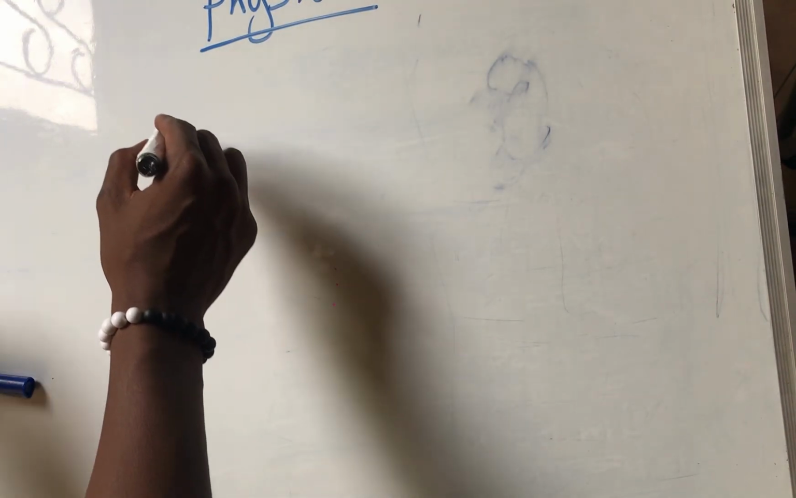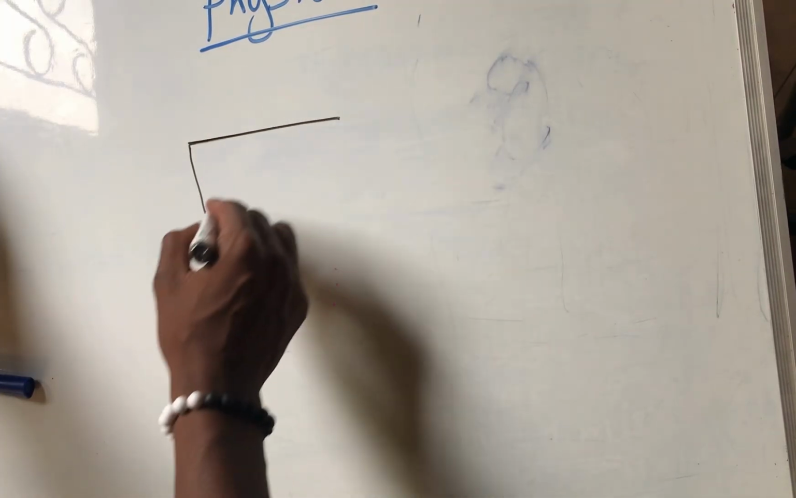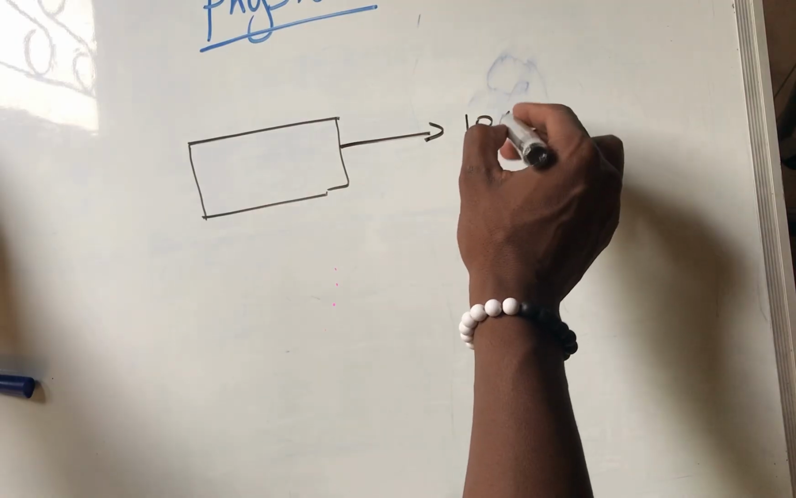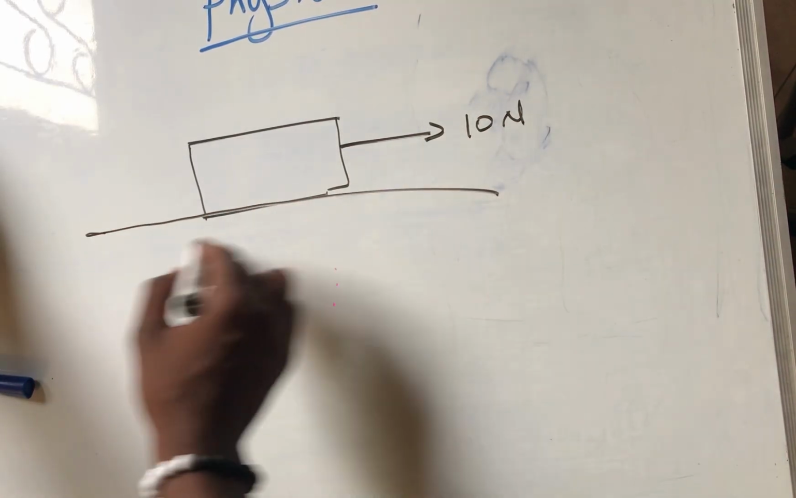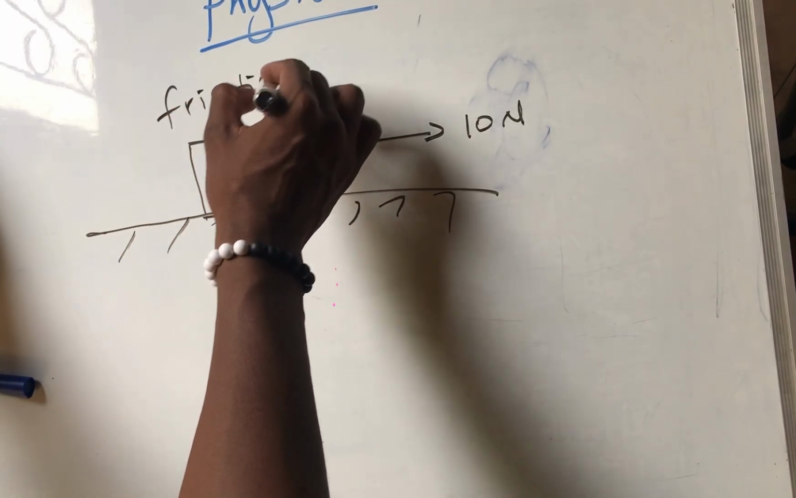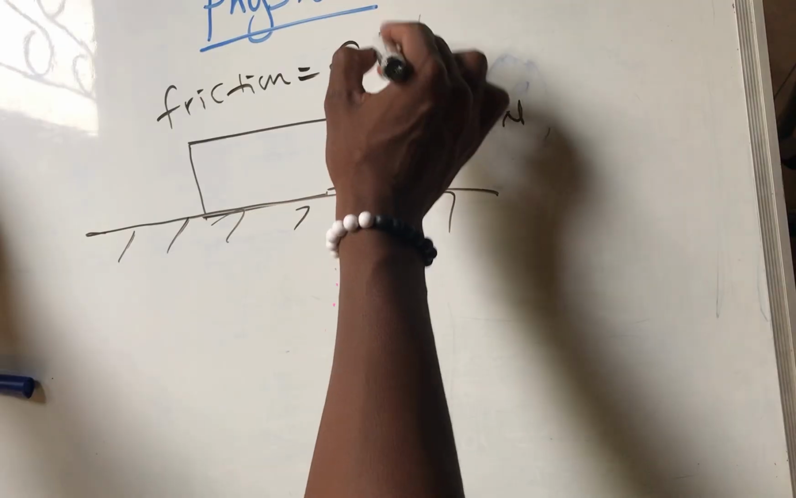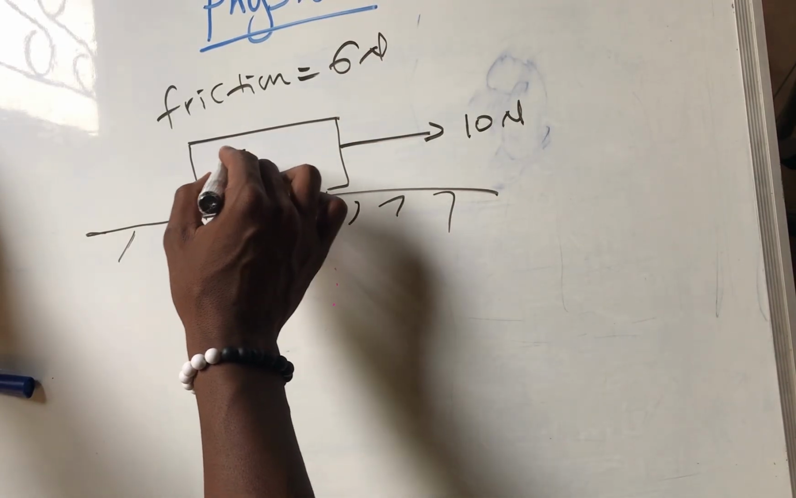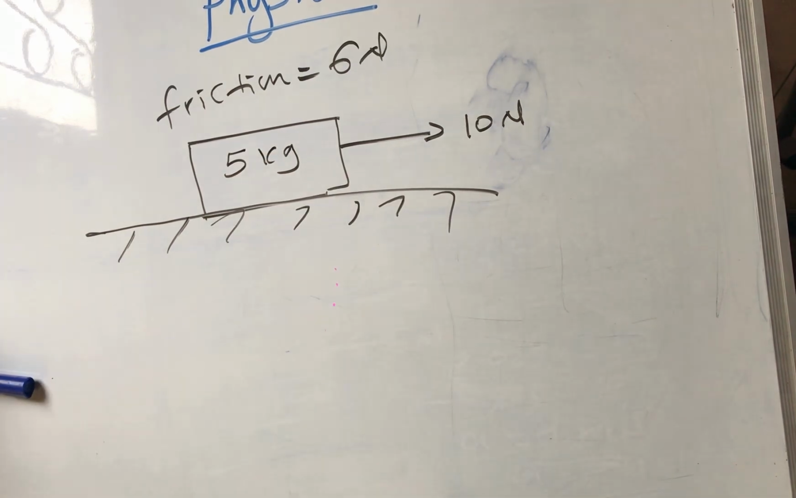So, let's say for example, we have this body here. Okay? Now let's have a force of 10 newtons acting in this direction. This is the ground. Now let's assume that they've given us that the value of friction is 6 newtons, and that the mass of this body here is 5 kilograms. What is the resultant force?